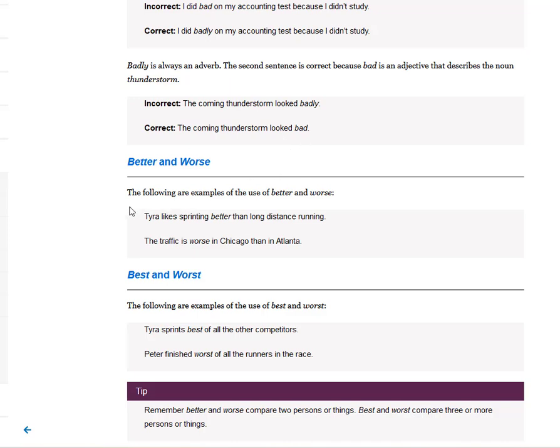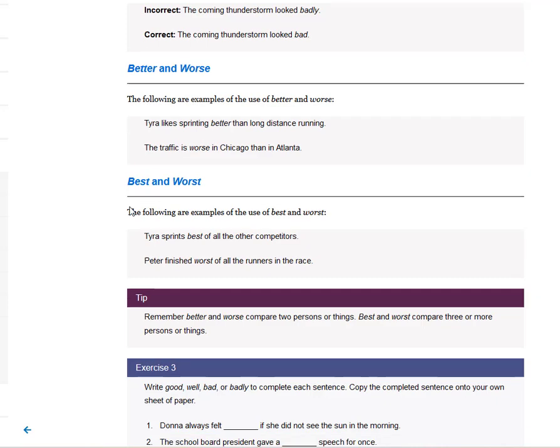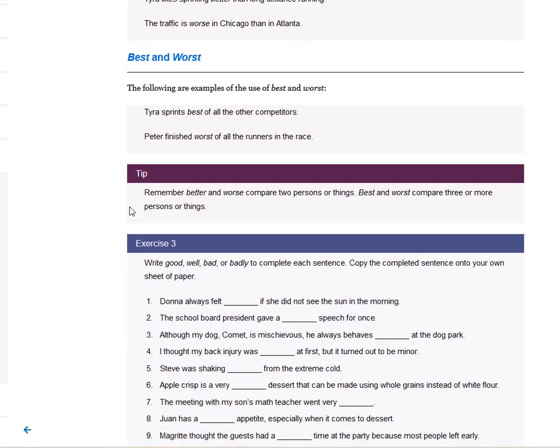The following are examples of the use of better and worse. Tyra likes sprinting better than long distance running. The traffic is worse in Chicago than in Atlanta. The following are examples of the use of best and worst. Tyra sprints best of all the other competitors. Peter finished worst of all the runners in the race.